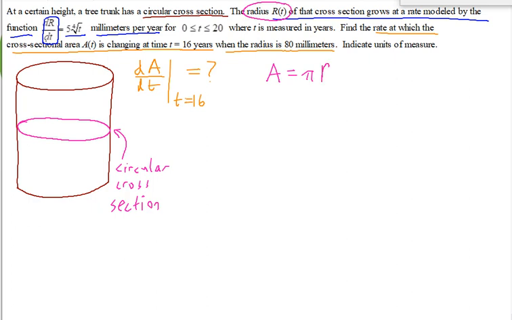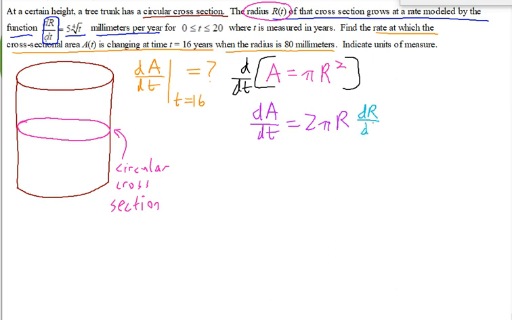So it'd be capital R squared. And then since we have dR dt, we're looking for dA dt, we take the derivative of that with respect to time, which would give you dA dt equals 2 pi capital R times dR dt. And then we could substitute in, oh, I forgot one more thing. This is when time is 16 and the radius is 80. So also when R equals 80 millimeters. So we can substitute in 80 for R and dR dt as well.